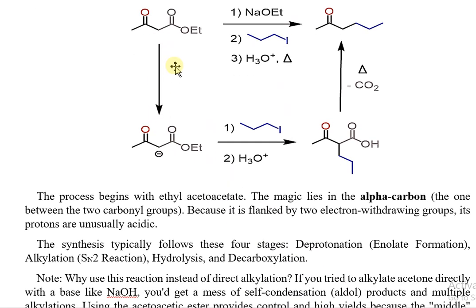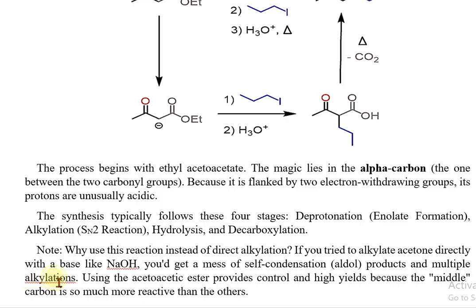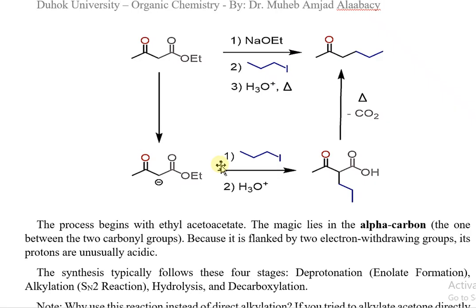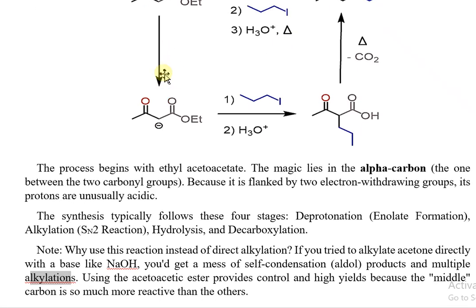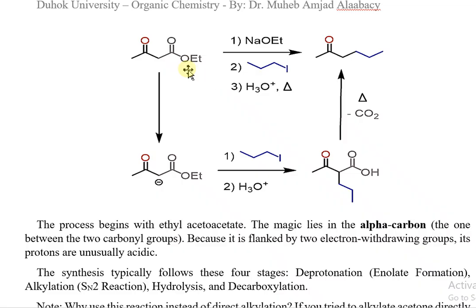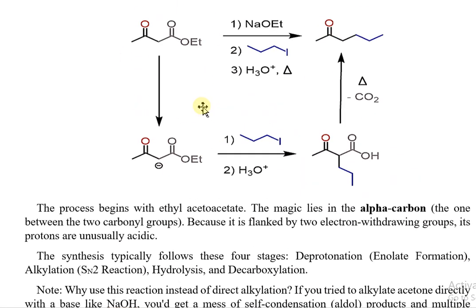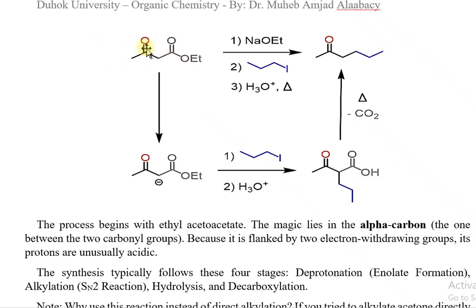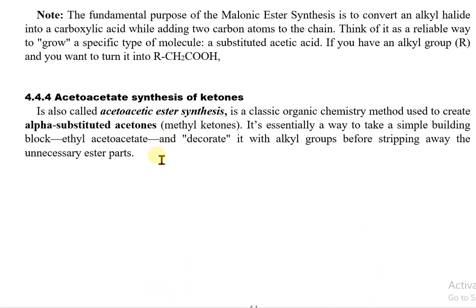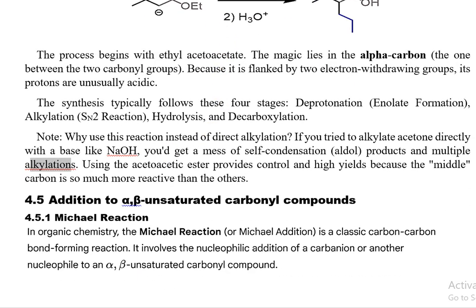Maybe you will get multiple alkylation, which can also happen. So this method is a good method to prepare the ketone without any problems, without any polyalkylation, and without any self-coupling of the starting material. This is the benefit of the acetoacetate synthesis of ketone.